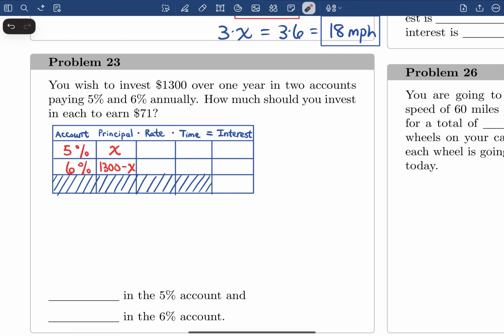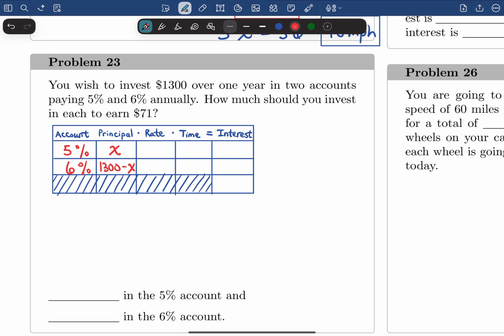So here's the idea. You're going to split $1,300 between these 2 accounts. So if you put X in this account, well, this account will be the 1,300, subtract out the X amount that you put here. So this is how you set it up. Now, let's move forward. Let's talk about the rates.